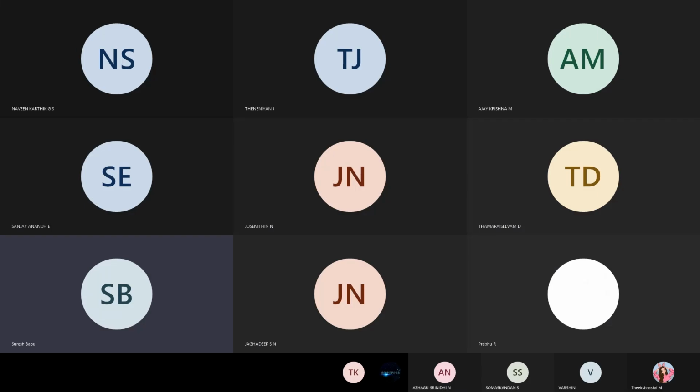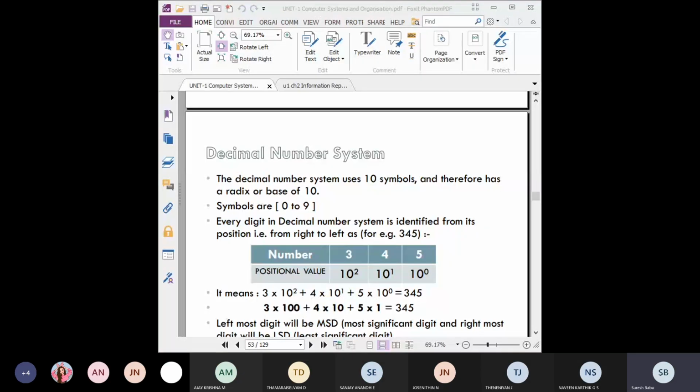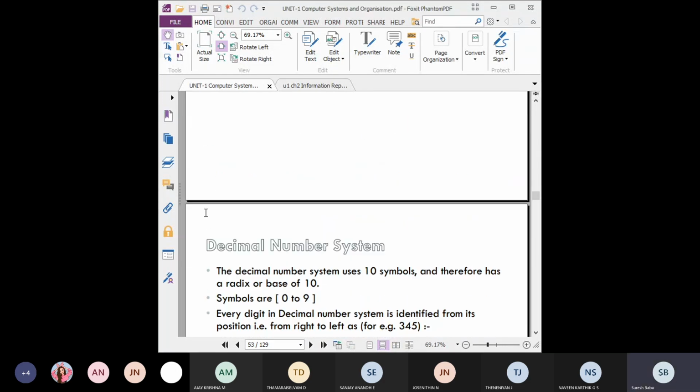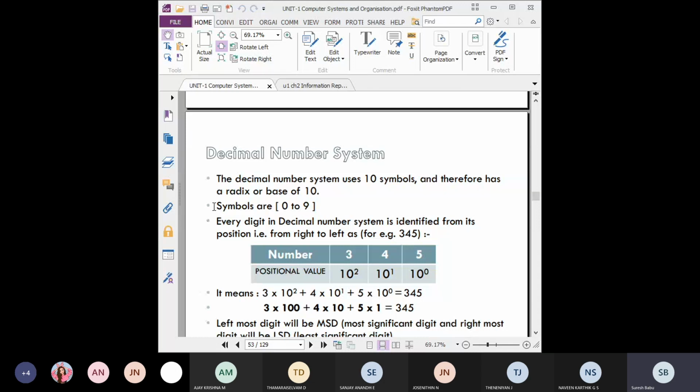Any kind of number systems. Okay, so what are the four number systems? Means decimal, binary, hexadecimal, and octal. Okay, so binary number system means binary means two. So we are having only two numbers in a binary.